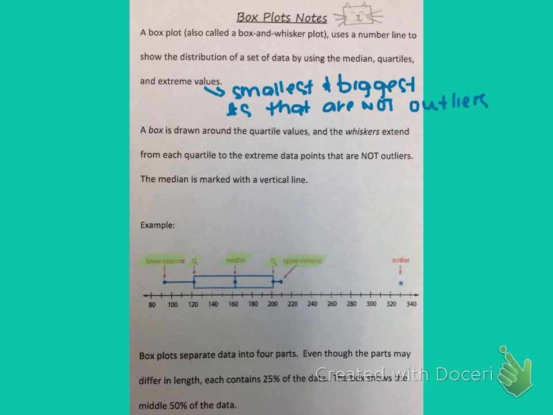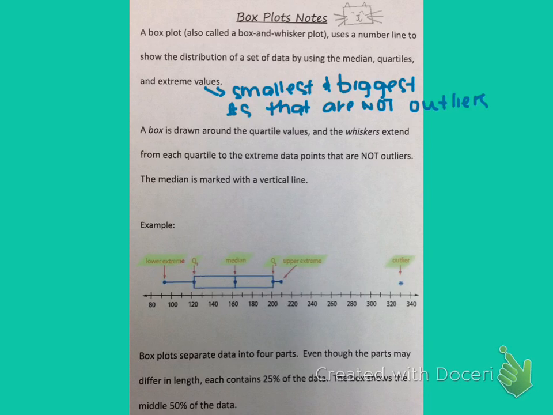And one thing you're going to love about box plots is that the outlier is really clear for you. Any outliers are marked really clearly. You can see over here that 330 is an outlier. It's way bigger than the rest of our data.